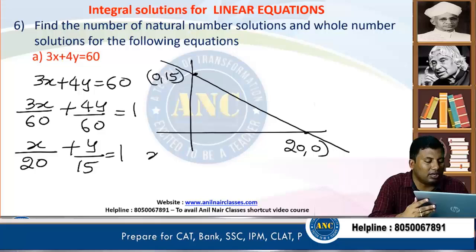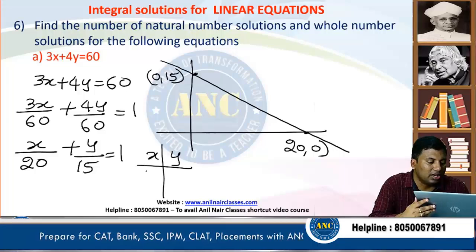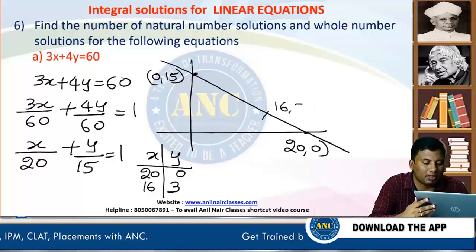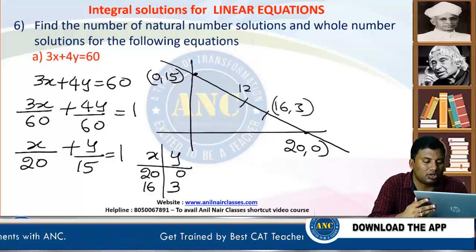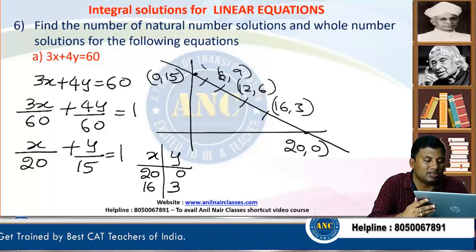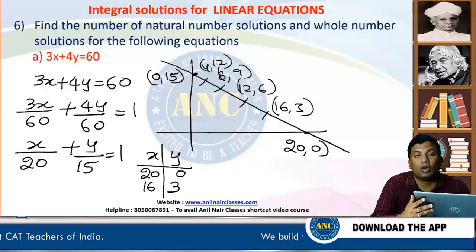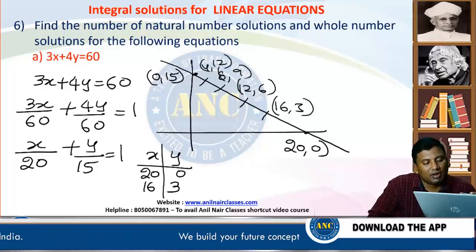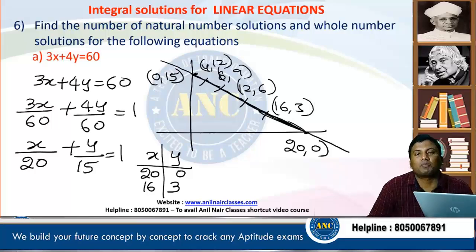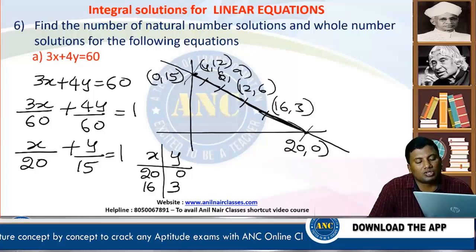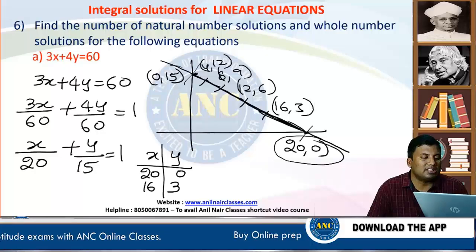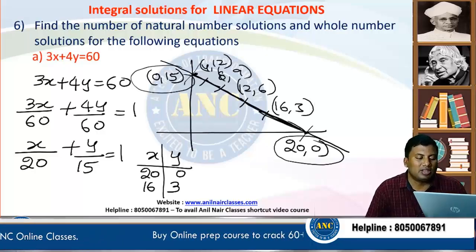Already we took the values. Let me take the values. x is 20, y is 0. Next is 16, 3. Next is 12, 6. Next is 8, 9. Next is 4, 12. These are all the points. Now see here. If you observe 1, 2, 3, 4, 5, 5 gaps are there. If 5 gaps are there, total how many points are there? 6. Out of which x is 0, y is 0 is eliminated.